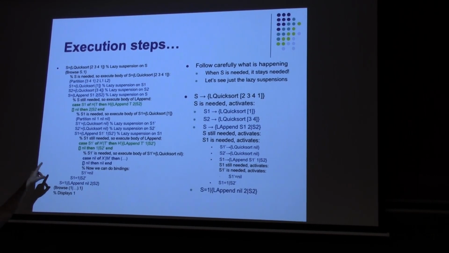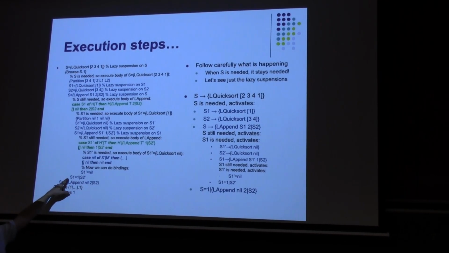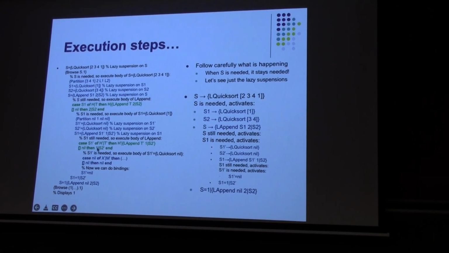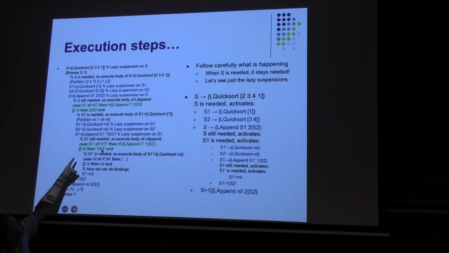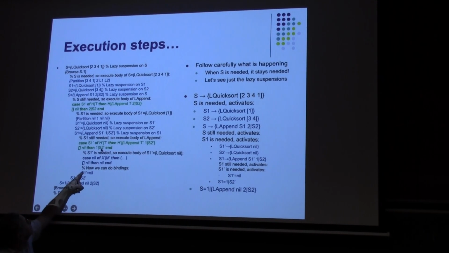But that is also the result of S1 here. S1 will be... this case statement will execute. S1 prime is nil. So S1 is equal to 1 S2 prime. That's this green thing is executing, because S1 prime is nil.